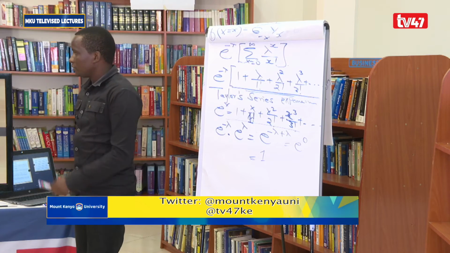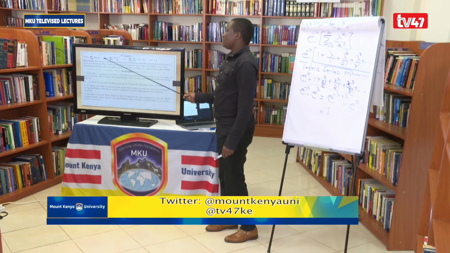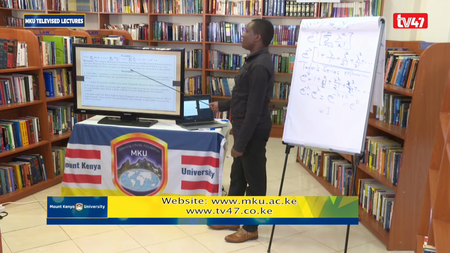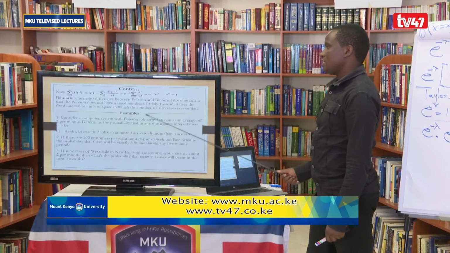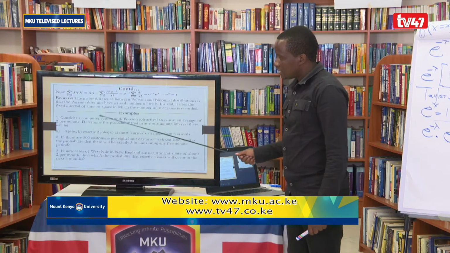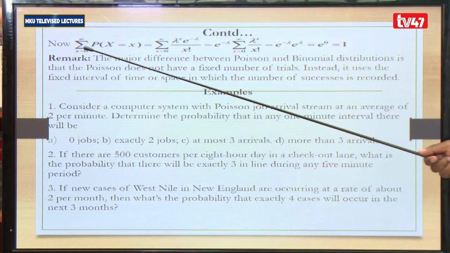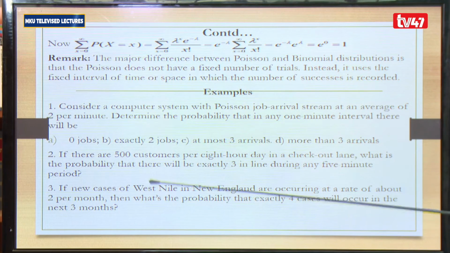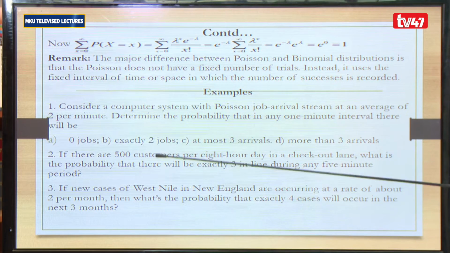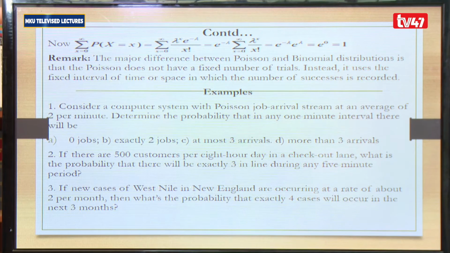Now, look at some remarks here. The major difference between Poisson and binomial distribution is that the Poisson does not have a fixed number of trials. Instead, it uses a fixed interval of time. This is very important to help us differentiate between a binomial and a Poisson. We talk of rates per unit time, per second, per hour, per minute, per day, per week. When you have a rate over a time interval, then we use the Poisson distribution.